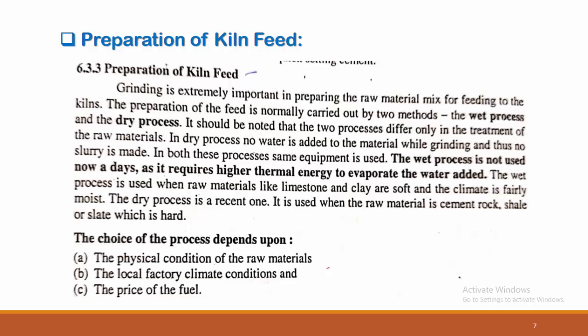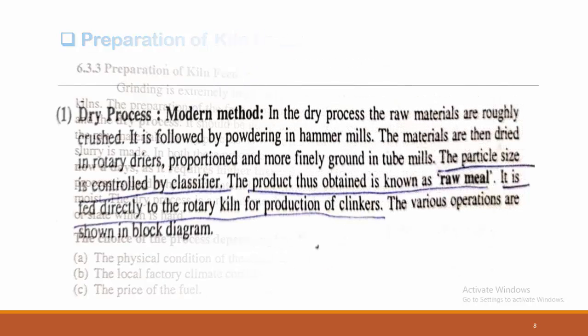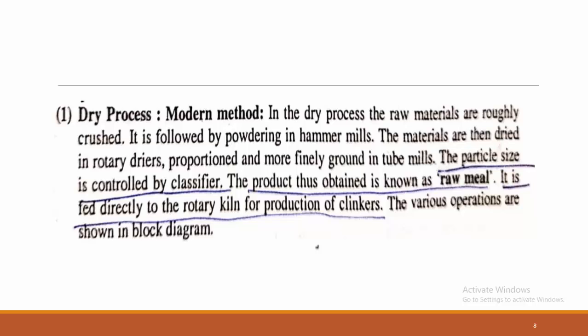Now here we can see the choice of the process depends upon the physical conditions of the raw material, second, local factors such as climate conditions, and third, the price of the fuel. Now first is the dry process. What is the dry process? This is also known as the modern method.